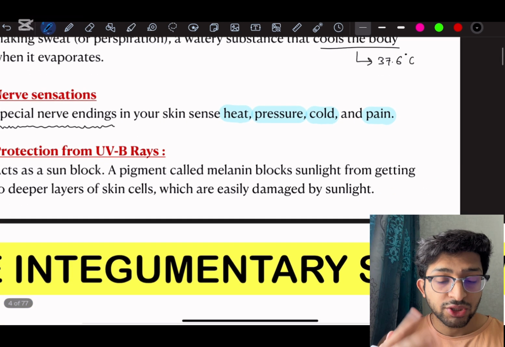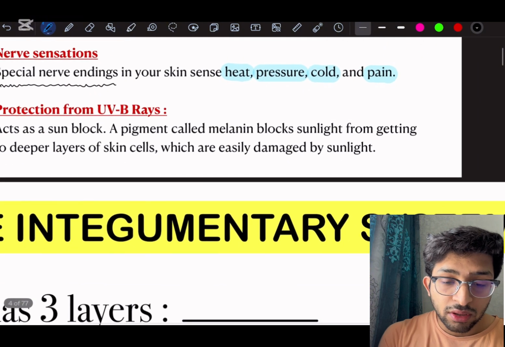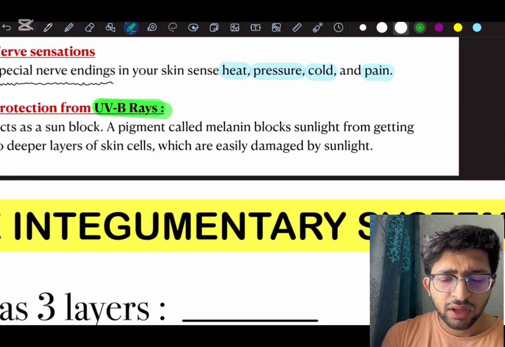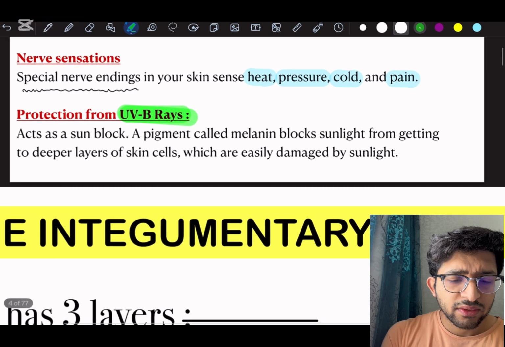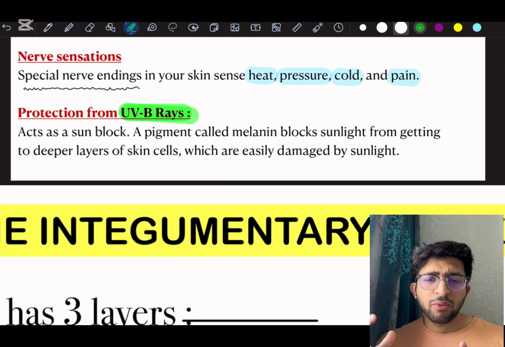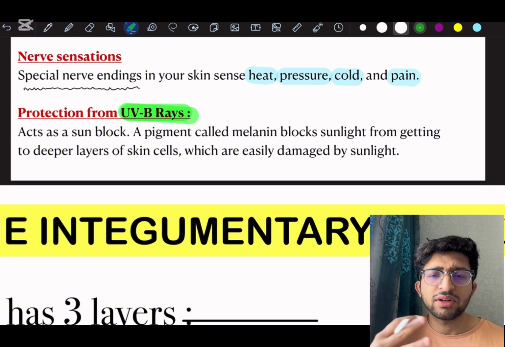Now the fourth function is protection from UVB rays. Why UVB rays? Because UVB rays are normally responsible for damaging our skin.